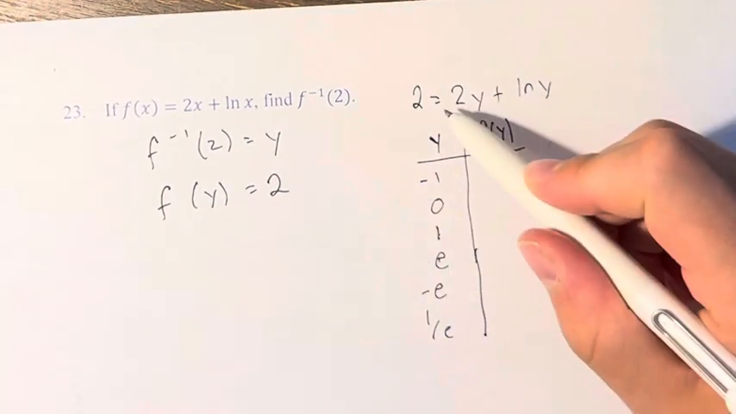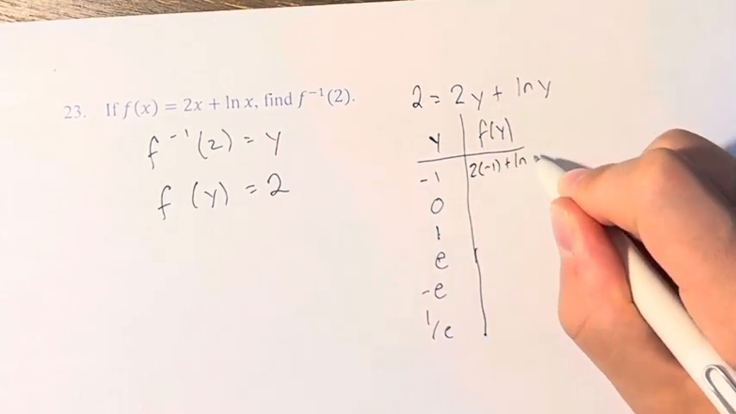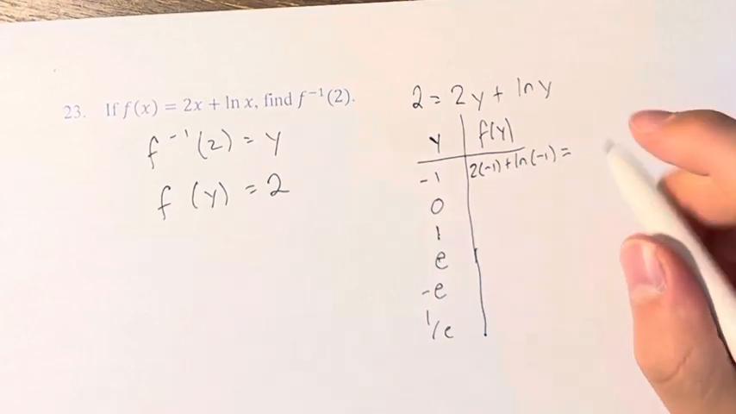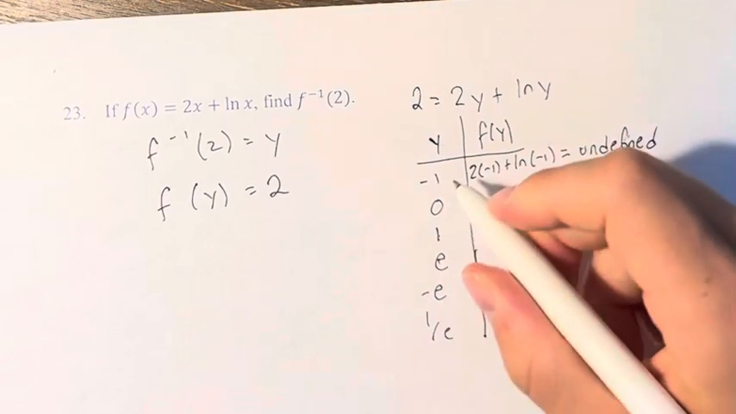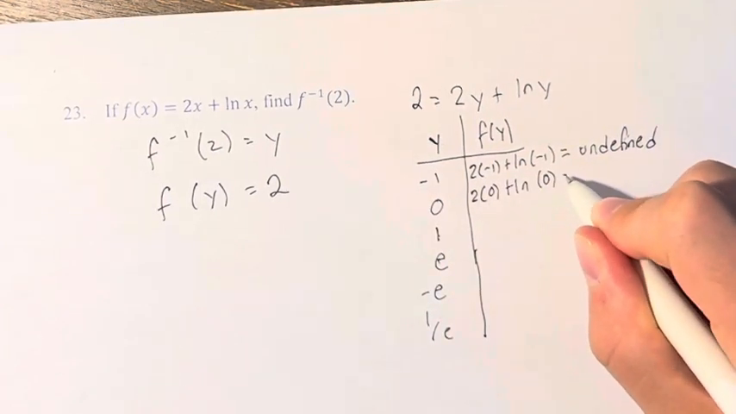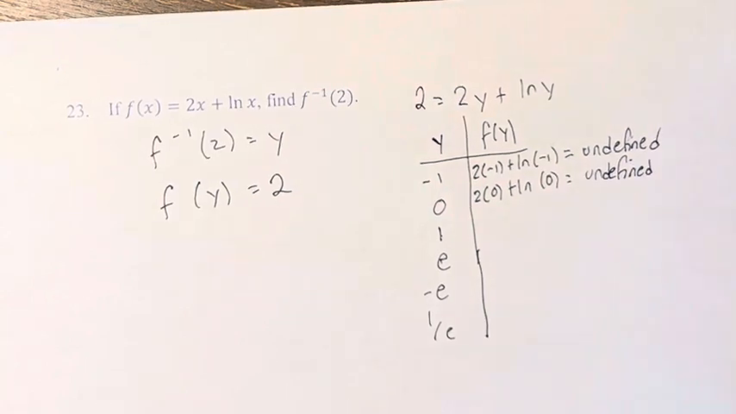So plugging in all these values into this equation, 2 times -1 plus ln of -1. Logarithms can't take on negative values, so this is undefined. Plugging in 0, 2 times 0 plus ln of 0 is also undefined, right? The input has to be greater than 0 for the natural log to take it on.